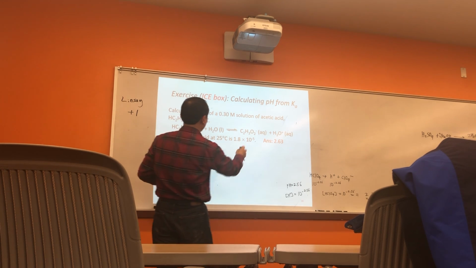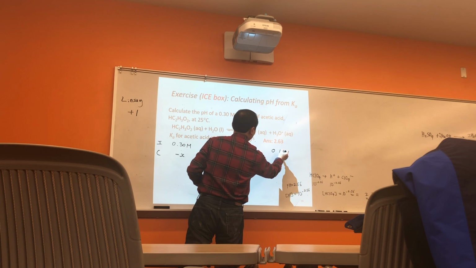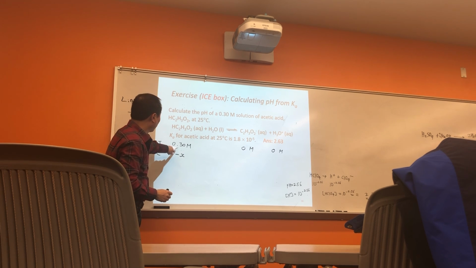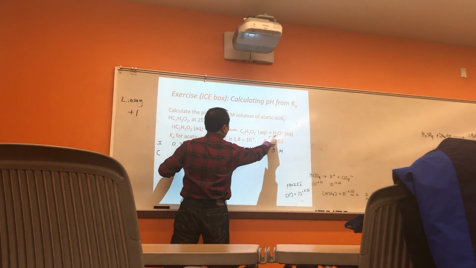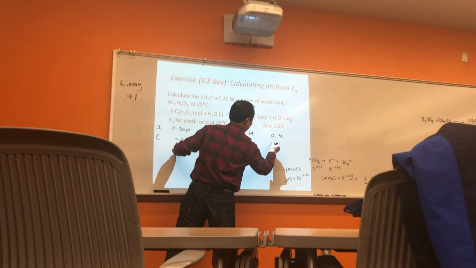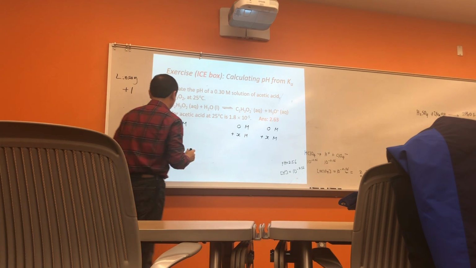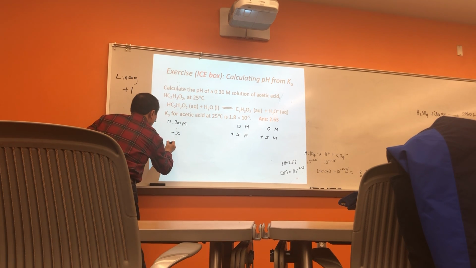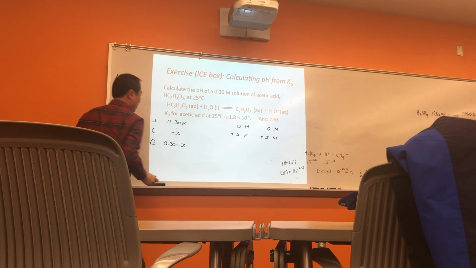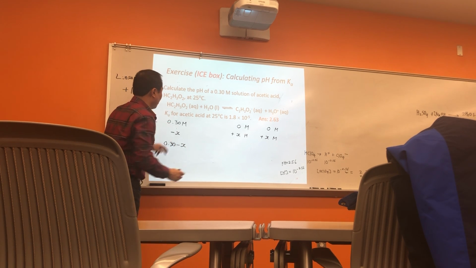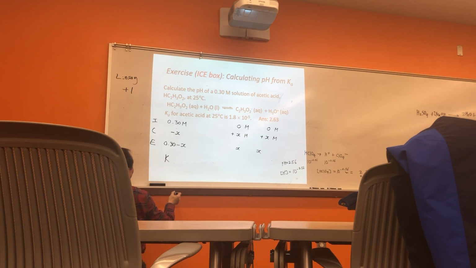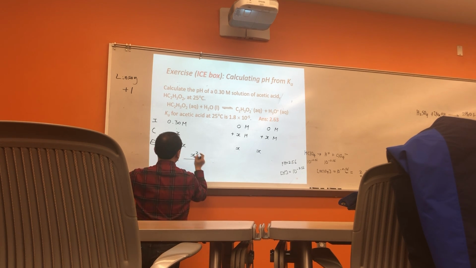Then, initially, we didn't have any of this product. So I means initial condition. C means change. So X amount dissociates, then you create X amount of that product, so X more is added on the product side. At equilibrium, because of the double arrow, it will reach equilibrium. The concentration will be a little less because you lose a certain amount to dissociation. So equilibrium constant K, which is actually Ka, is product concentration over reactant concentration.